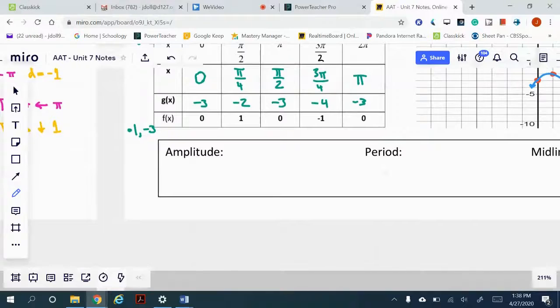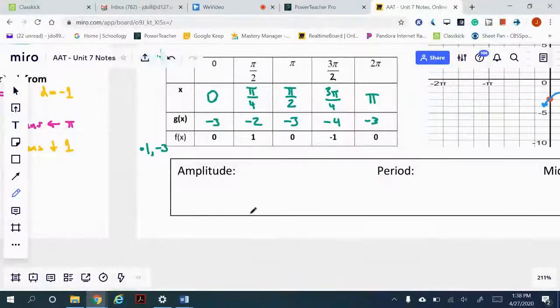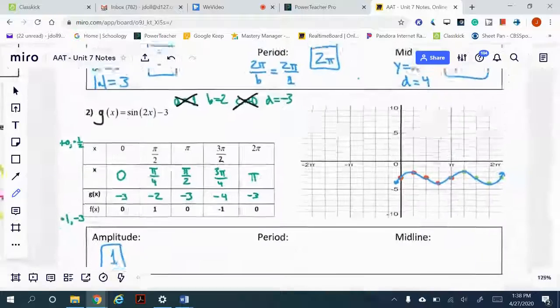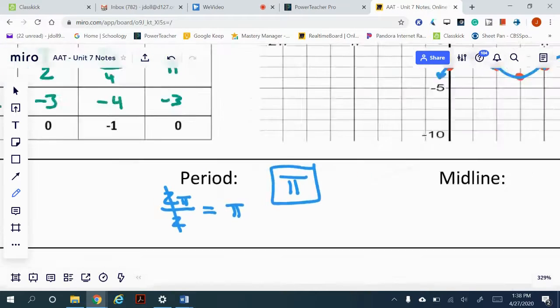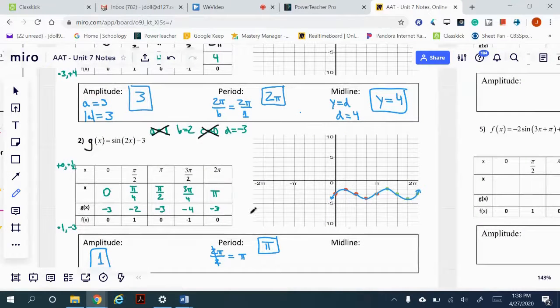So again, amplitude is based on A. We see A is 1. Absolute value of 1 is just 1. No worries here. Period. Now this is where our period's going to change. 2 pi over the absolute value of B, which is 2. Well, the 2's cancel, and what we're left with is pi. So my period now is pi. So instead of repeating that pattern every 2 pi radians on the x-axis, we're going to repeat it every pi radians.